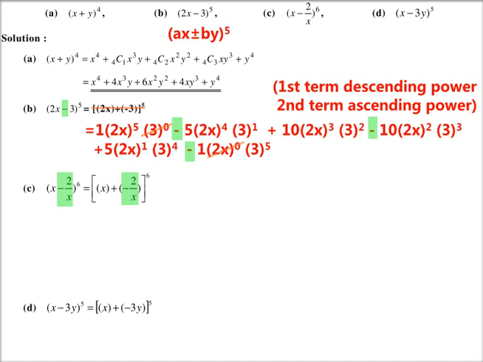Okay, and then I would like to ask you something like, for example, find the fourth term. Yeah, find the fourth term only.